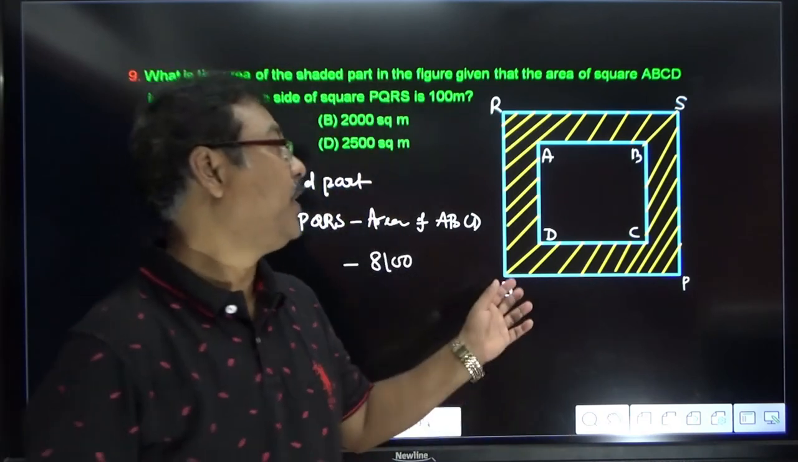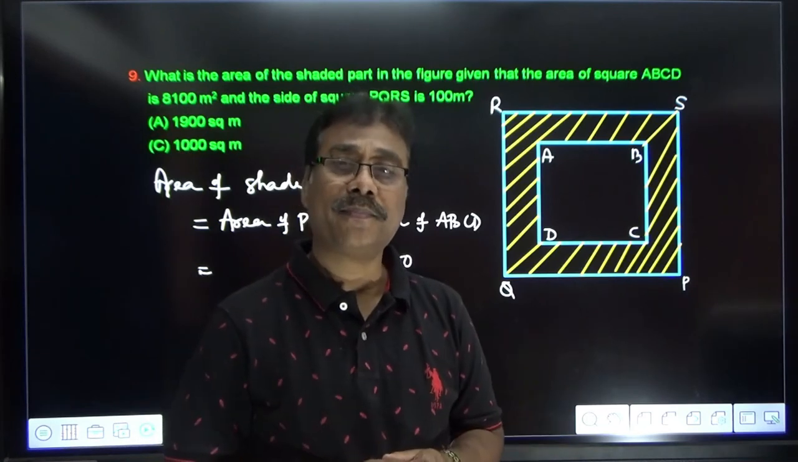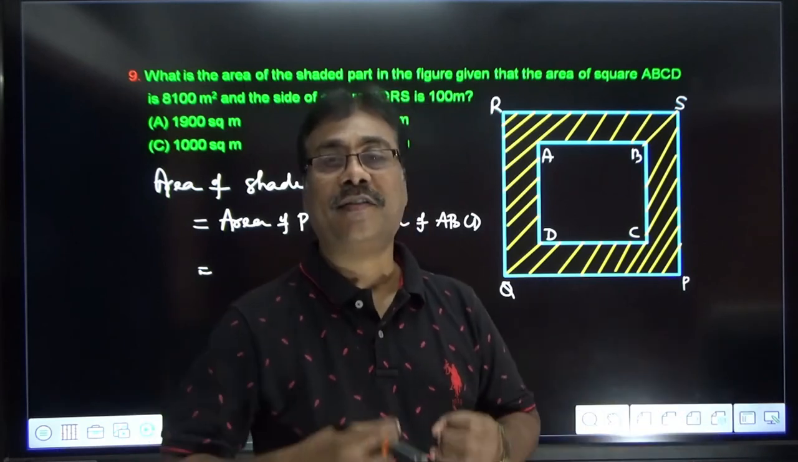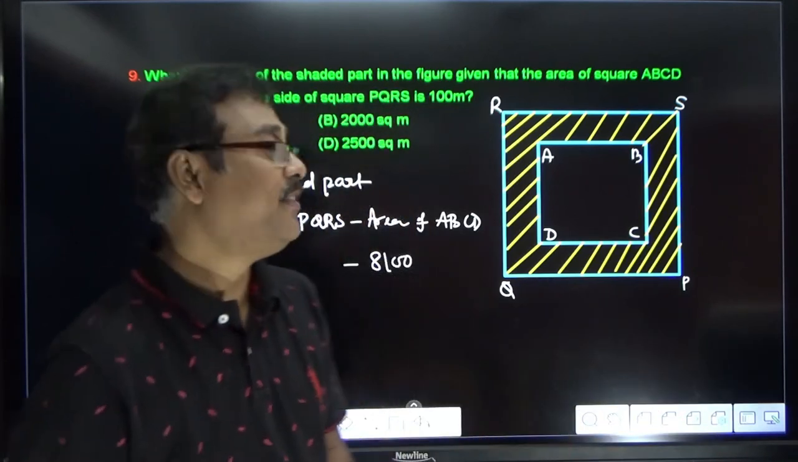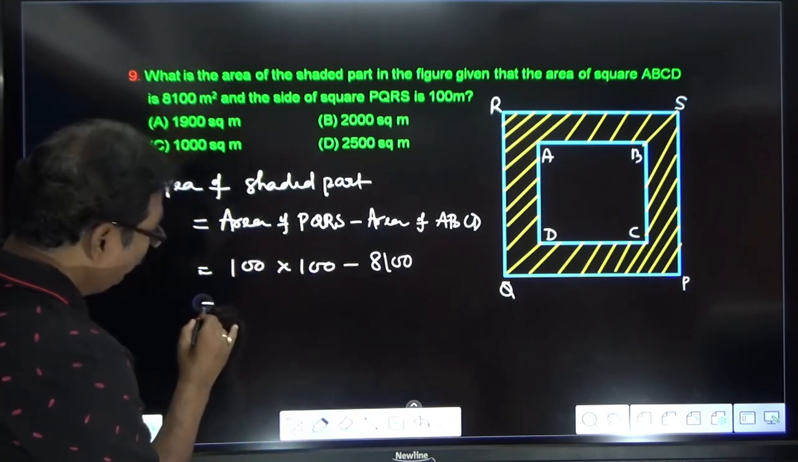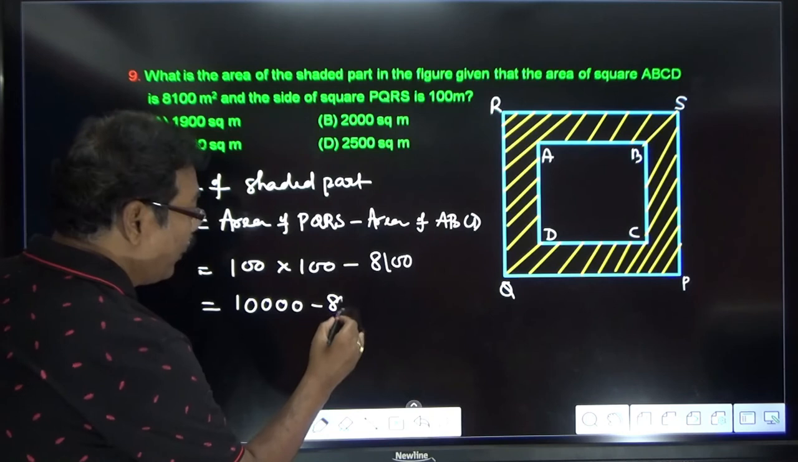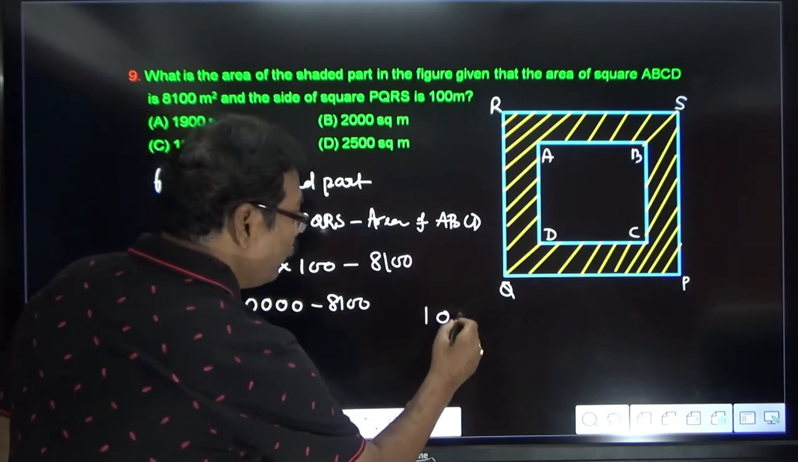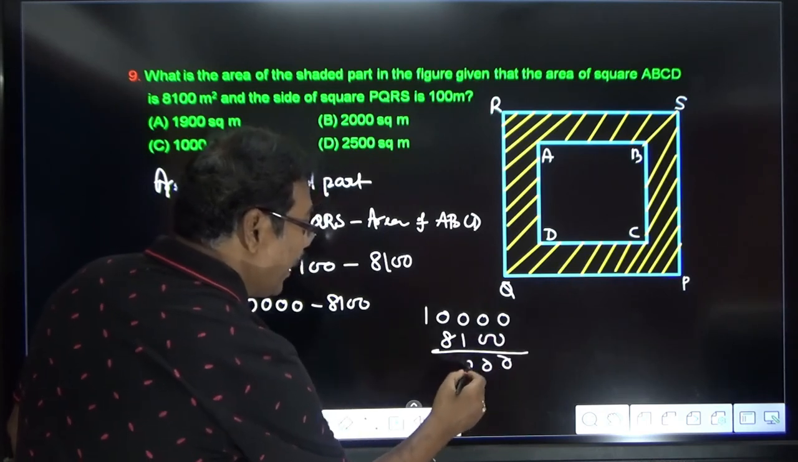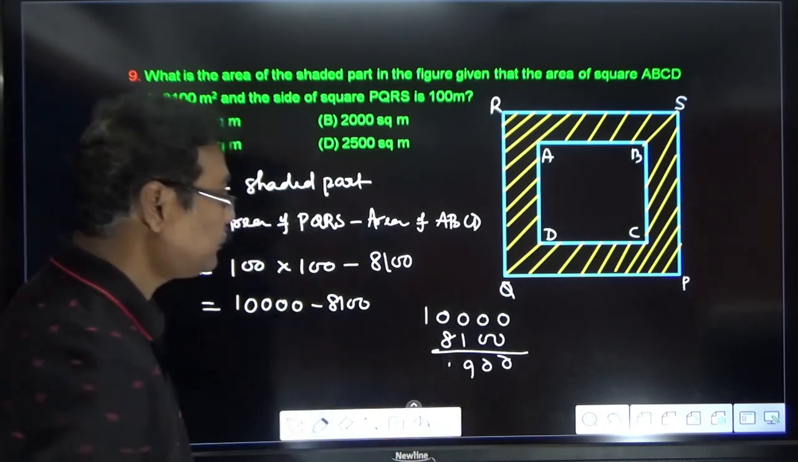Area of PQRS. See, PQRS is a square. Children, tell me, how will the area of PQRS be found? Square area formula: it is side into side. Now side is 100, so 100 into 100, that is 10000, minus 8100. It will be 1900.